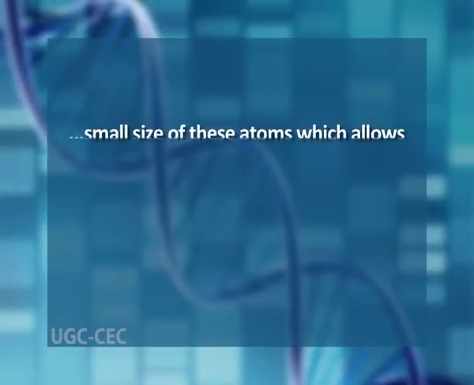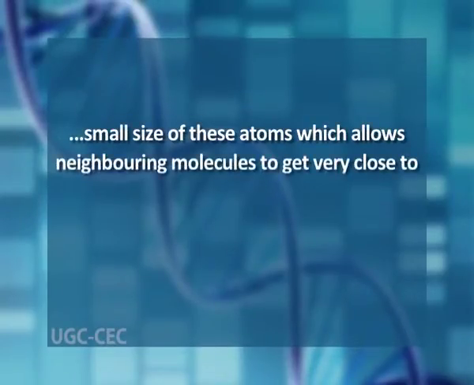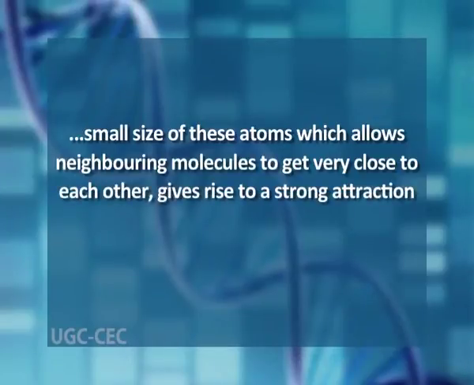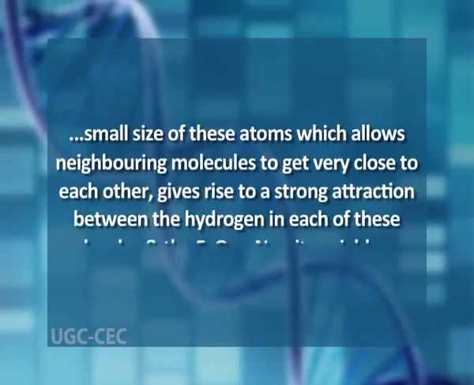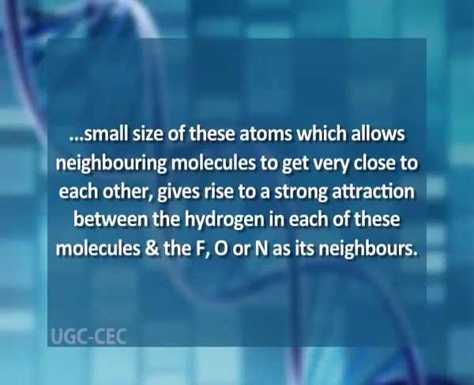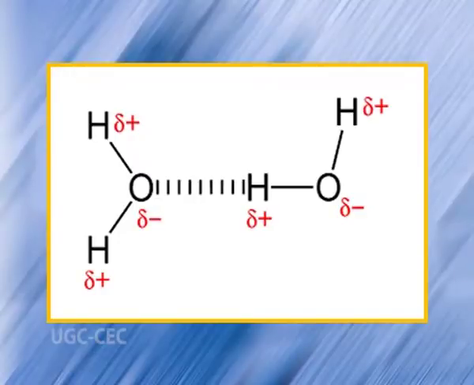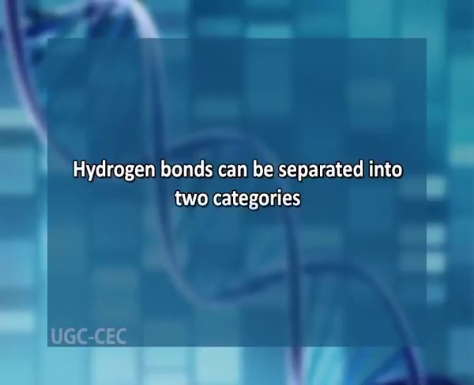The large electronegativity difference between hydrogen and these electronegative elements, as well as the small size of these atoms, which allows neighboring molecules to get very close to each other, gives rise to a strong attraction between the hydrogen in each of these molecules and the fluorine, oxygen or nitrogen of its neighbors. The attraction is called the hydrogen bond. Hydrogen bonds can be separated into two categories.